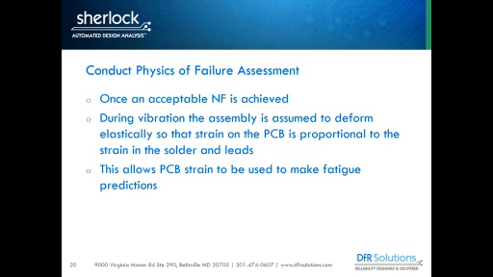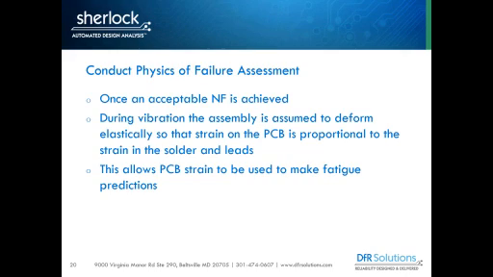So, we're not typically modeling solder joints when we're doing a full board FEA model. We're modeling components and simplified structures. If we want to, we can model leads, and I'll show you that in a little bit. But we're really relating board bending to fatigue predictions.